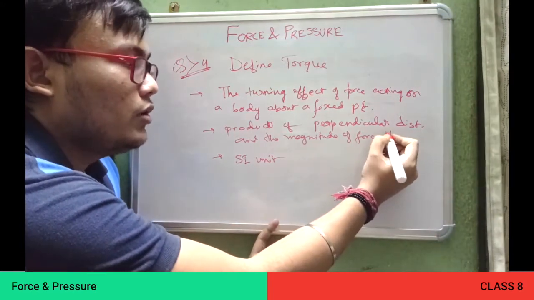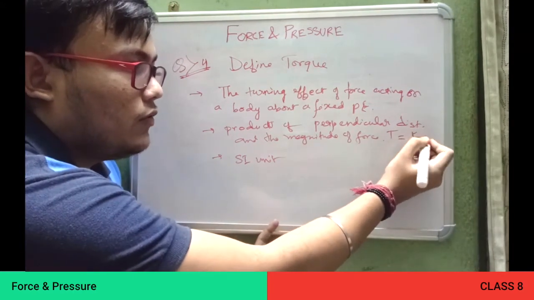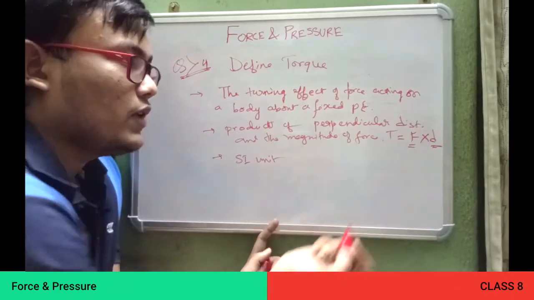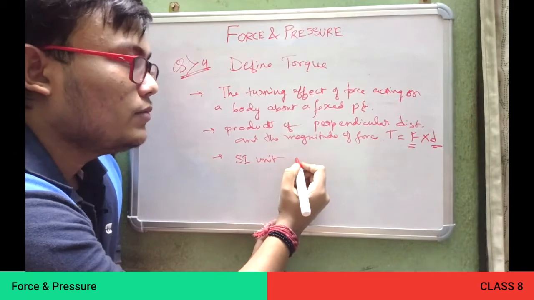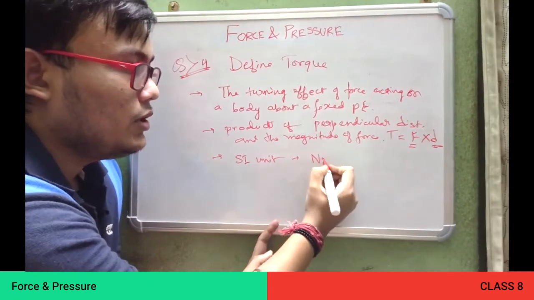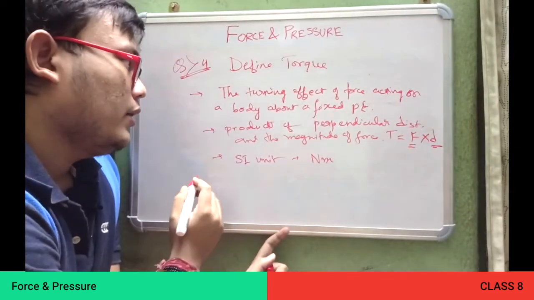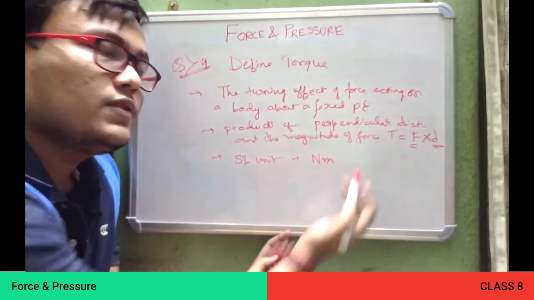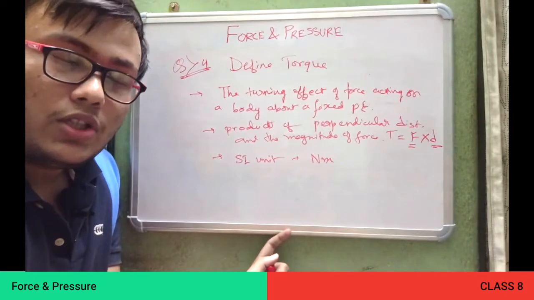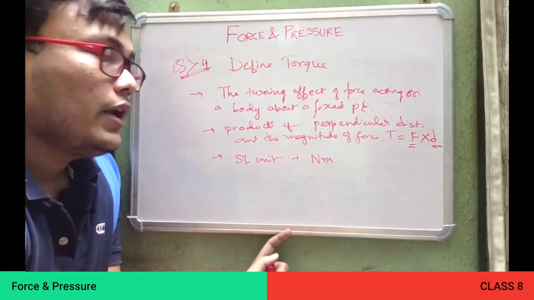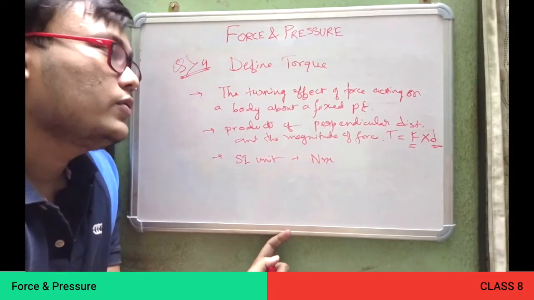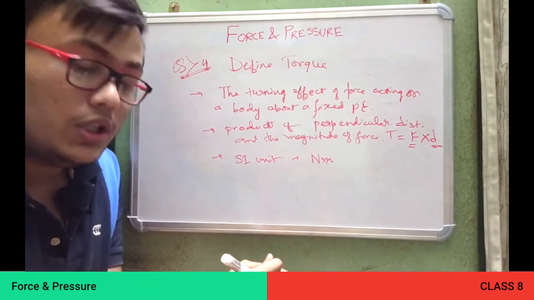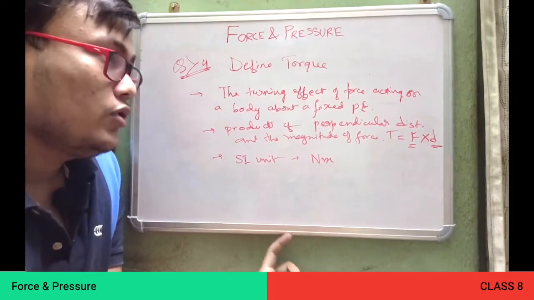So torque can be defined as the product of the magnitude of force F and the perpendicular distance d. So the SI unit is Newton meters. The factors on which torque depends are the perpendicular distance between the point of application of force and the pivot point, and the magnitude of the force. So you should also include these two points in your answer.